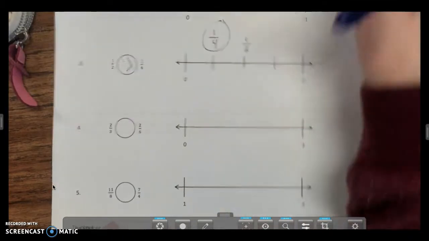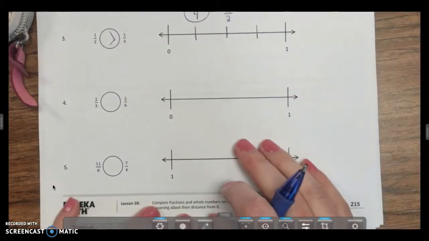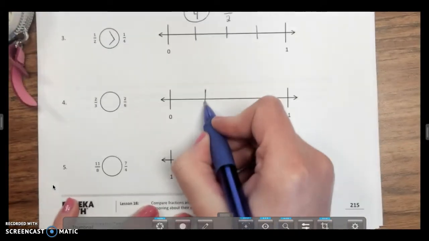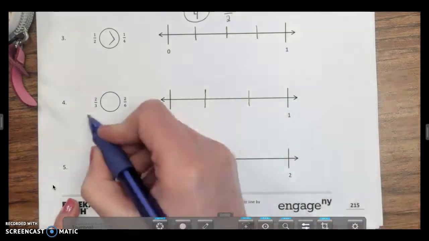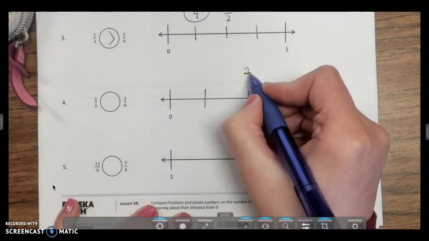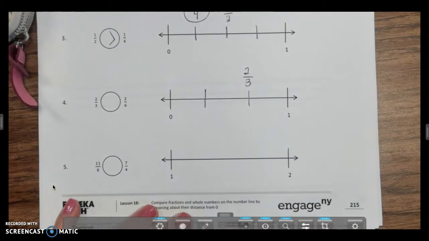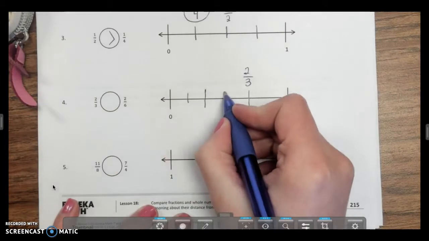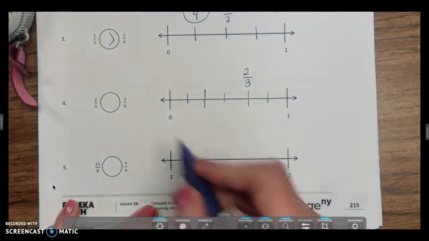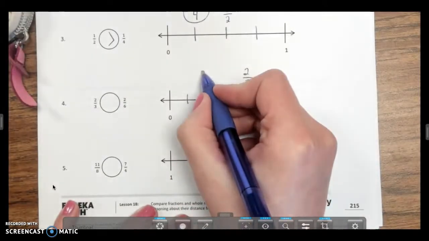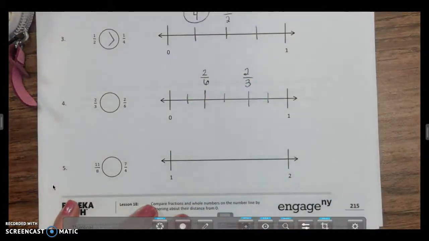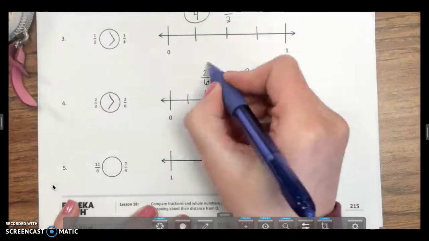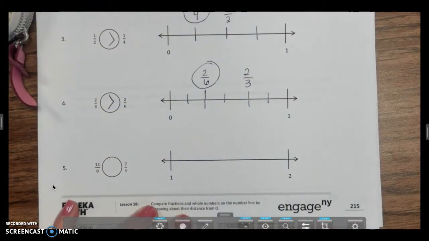Now on number 4, I am going to plot 2/3 and 2/6. So I'm going to just do it into thirds real quick. Plot my 2/3, so 1/3 and 2/3. Now I'm going to plot my 2/6. Make it into 6 equal parts. Now I'll plot my 2/6, 1/6, 2/6. So now I notice that 2/3 is greater than 2/6, and 2/6 is closest to 0, so I'm circling that.